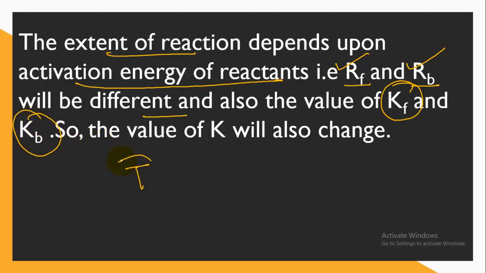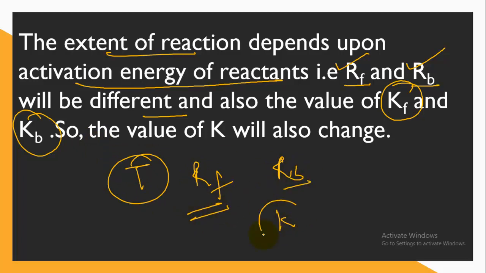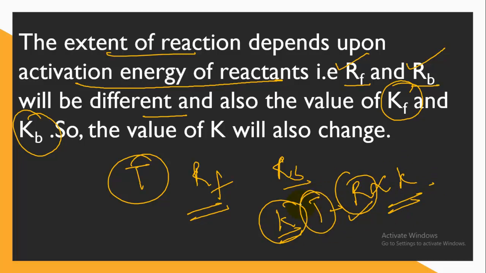So with change in temperature, the rates of the forward and the backward reaction will change, due to which the value of K also changes, because the value of K depends upon the rate, and the rate further depends upon the temperature.